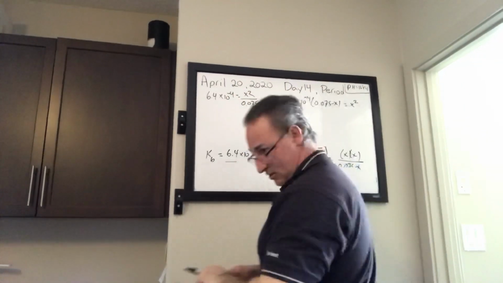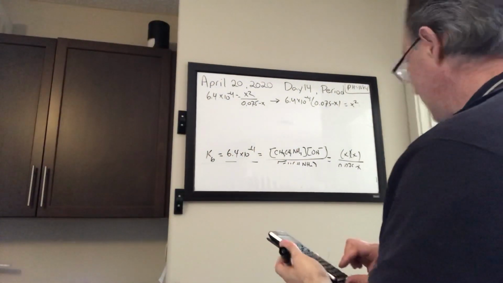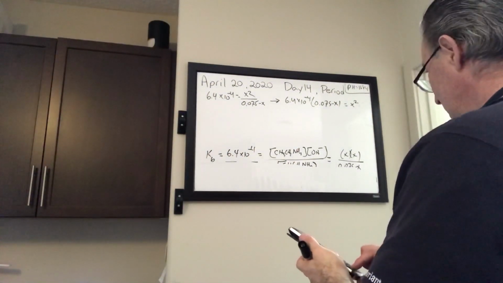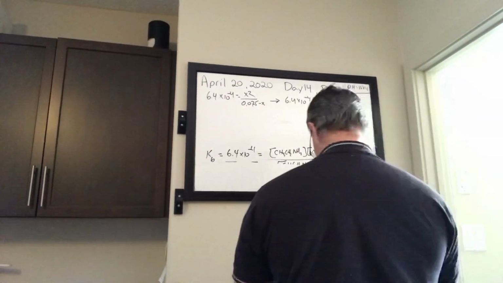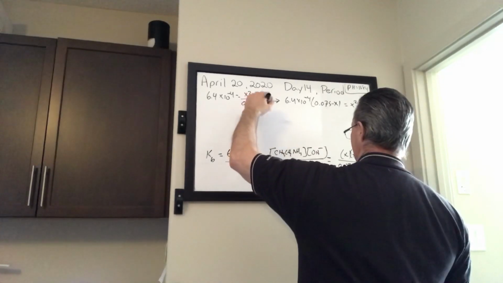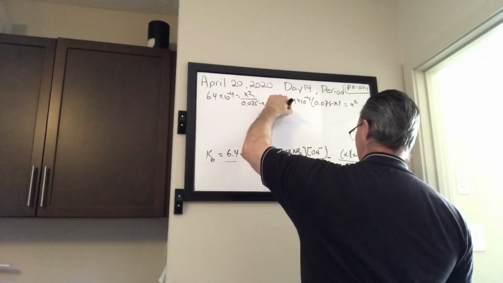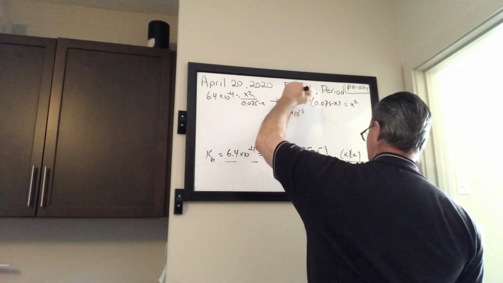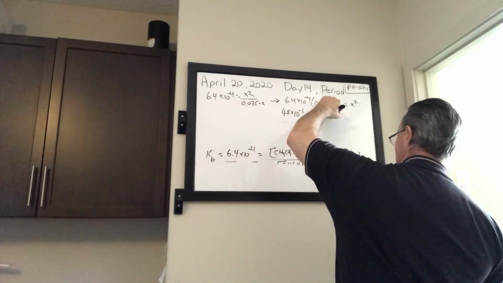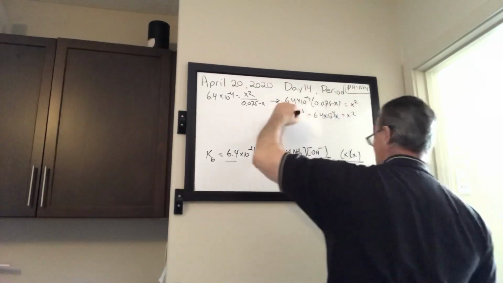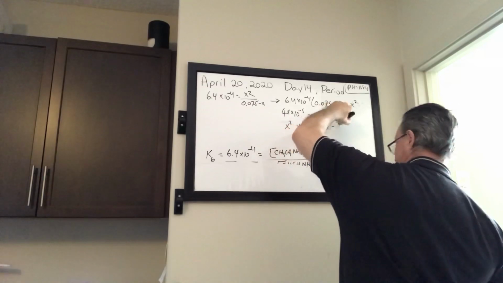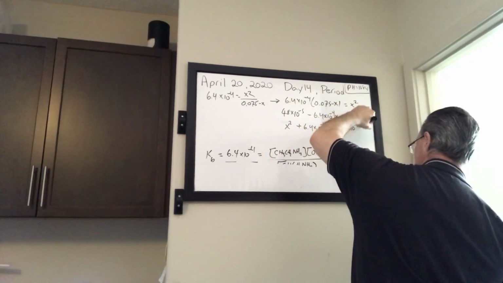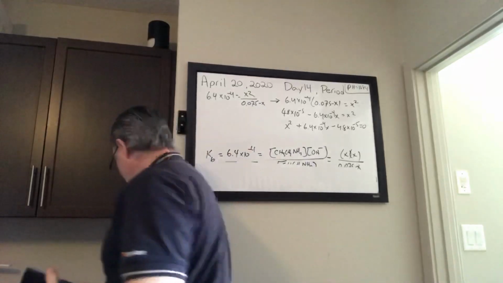Simplify that down. Let's see what 6.4 times 10 to the negative 4 times 0.075 gives you. It gives you 4.8 times 10 to the negative 5 minus 6.4 times 10 to the negative 4 x. All that equals x squared. So x squared plus 6.4 times 10 to the negative 4 x minus 4.8 times 10 to the negative 5 equals 0.